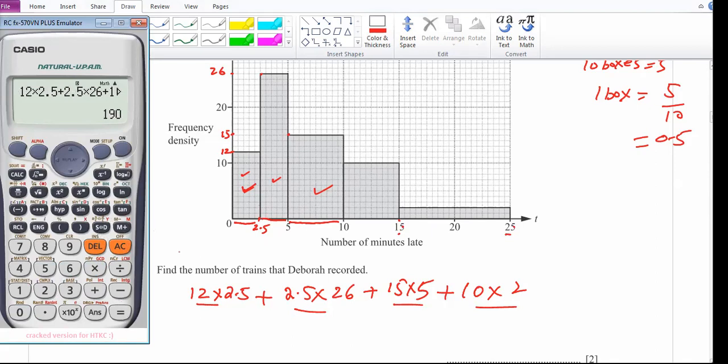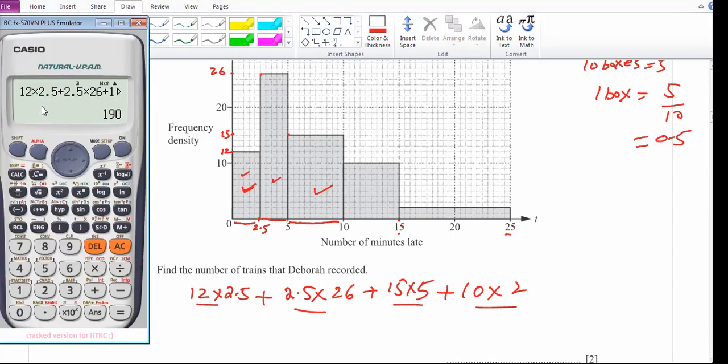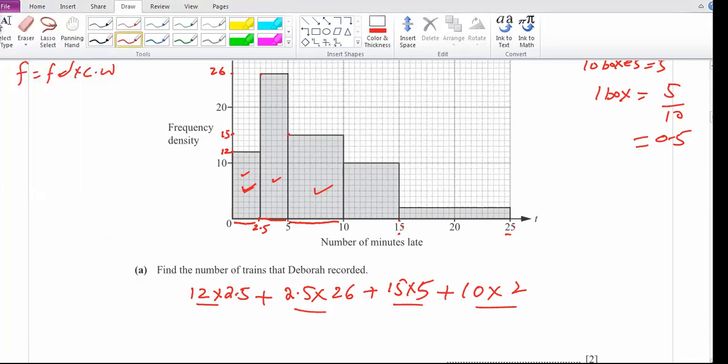Did we calculate everything accurately? Make sure we did not make any mistake. It's coming 190. Let's check again: 12 into 2.5 plus 2.5 into 26 plus 15 into 5 plus 10 into 2. That's 190, which would mean the total number of trains is 190 in this case. Okay.